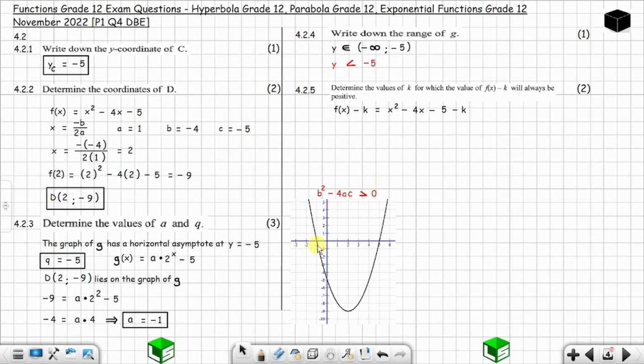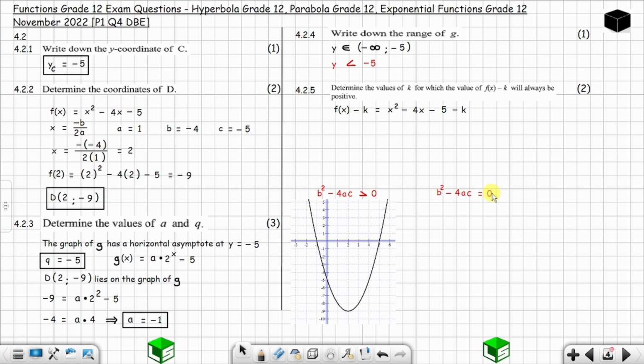When the parabola is below the x-axis, it is negative. So this part, which is below the x-axis, it is negative. When it is above, it is positive. So it is positive there, but negative there when it is below. Above, positive, below, negative. There, the parabola is zero, where it's touching or cutting the x-axis. Okay, remember that. Another case is when you have the discriminant equal to zero.